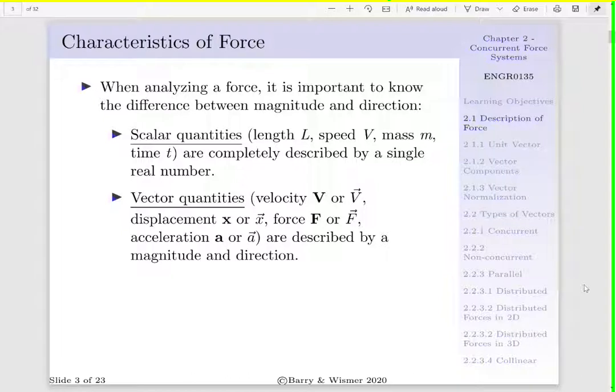Now when we talk about vector quantities such as velocity, displacement, force, or acceleration, these quantities are described by both a magnitude and a direction. And when we denote these variables, for instance, velocity is going to be a boldface V, or it's going to be italic V with a vector over top.